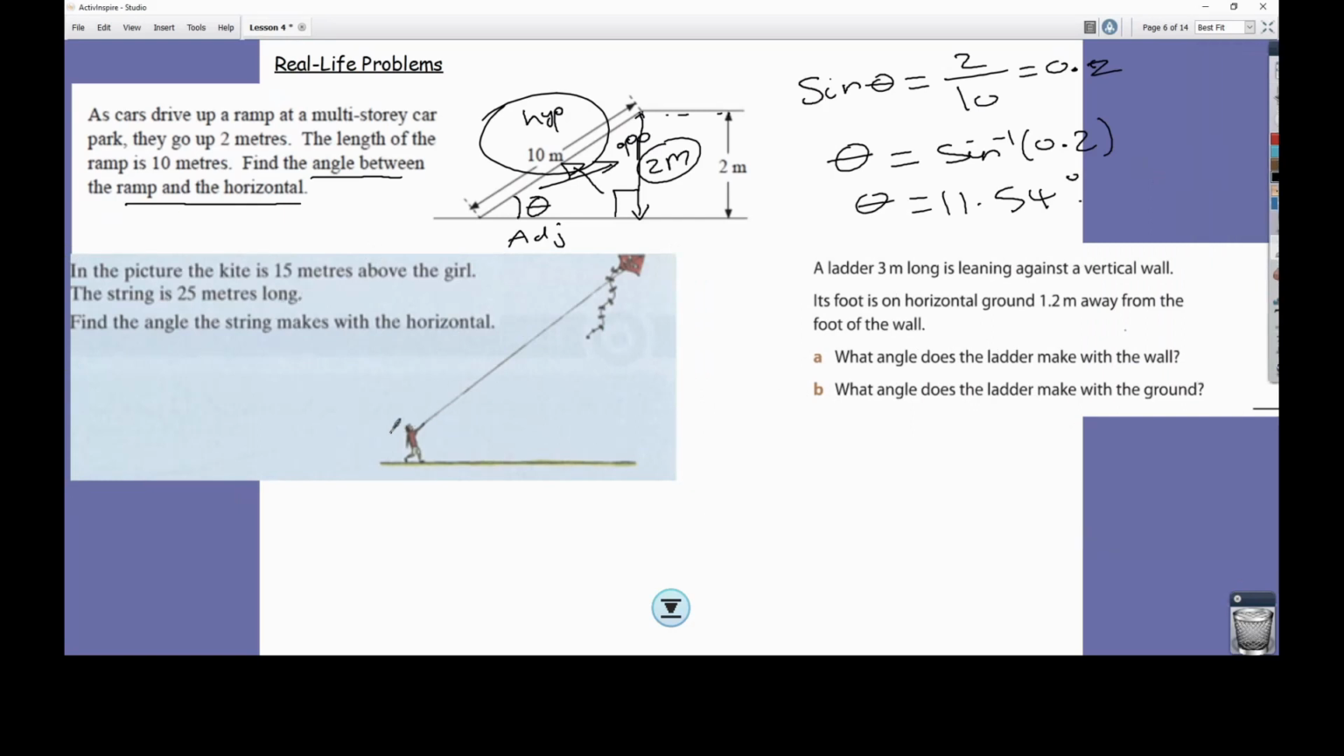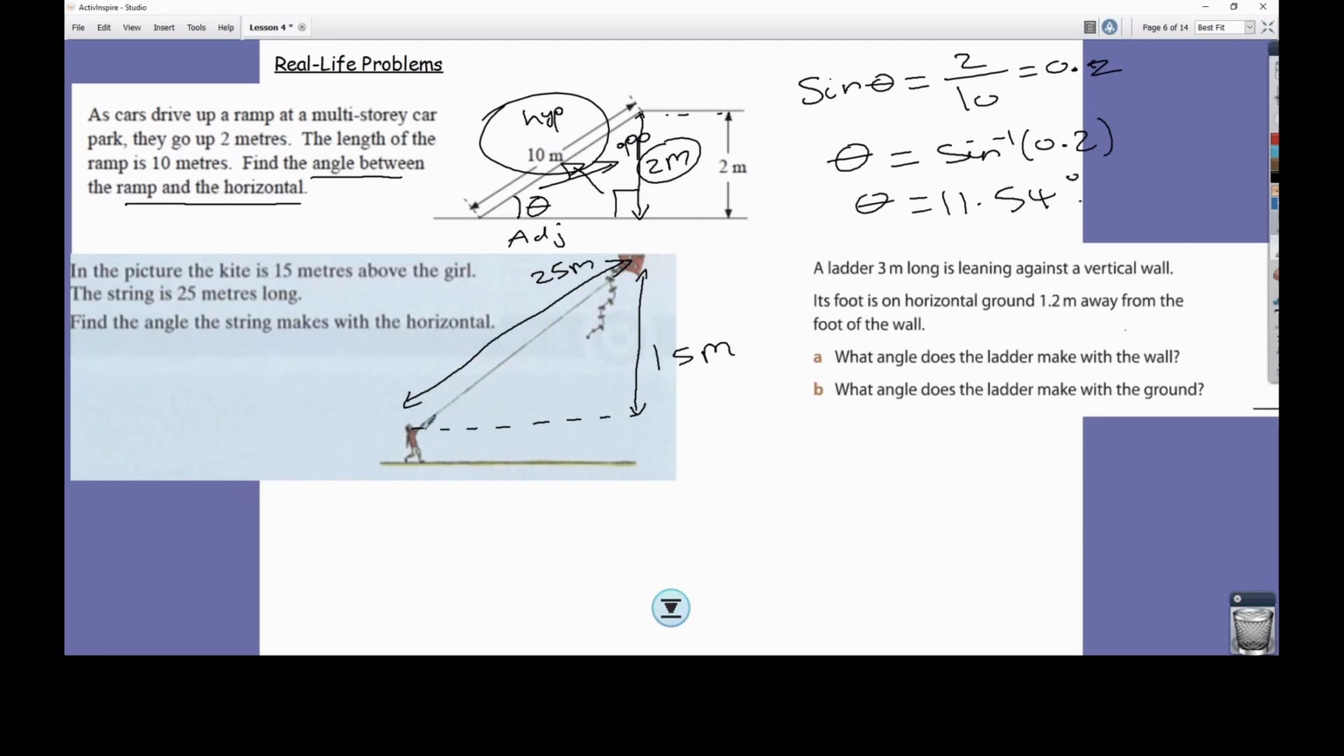So, here. So we have in the picture, the kite is 15 meters above the girl. Now, I presume we don't have to take into account the height of the girl. I don't think it really matters actually. So we can say that that is 15 meters. The string is 25 meters long, and we want to find the angle the string makes with the horizontal.